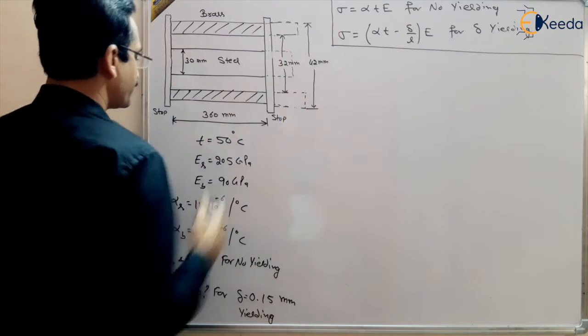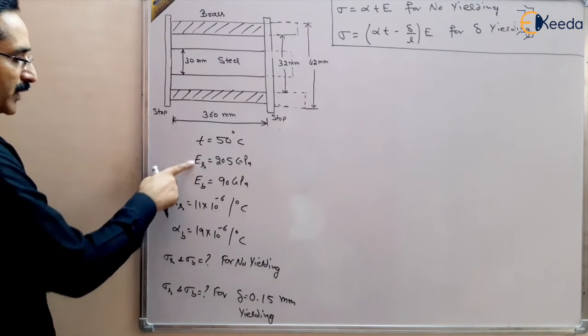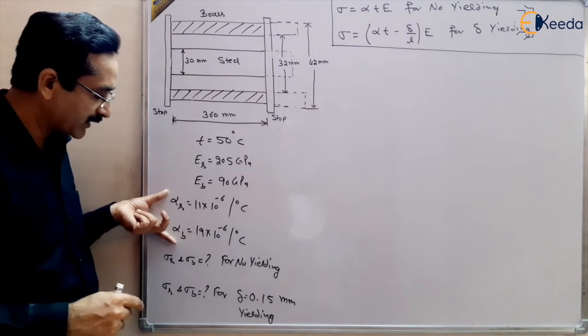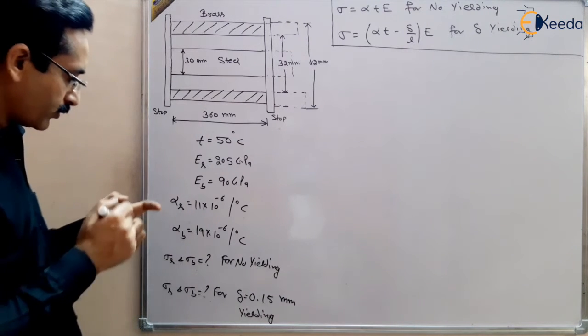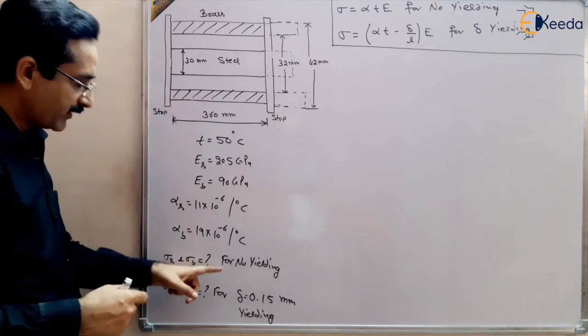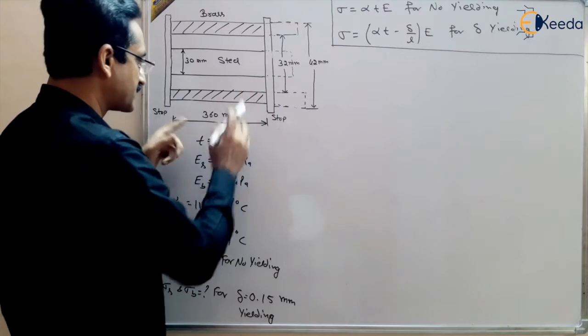And the modulus of elasticity of the steel and brass is given, and the coefficient of thermal expansion of both the materials is given. We have to find out the stresses in steel and brass when there is no yielding. It means the stops are at their points 360 mm apart.